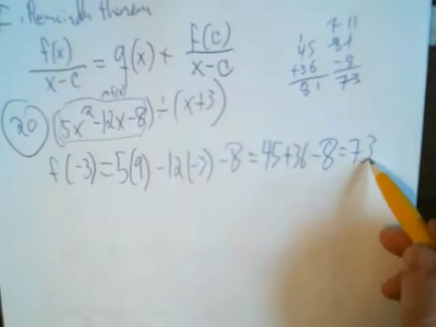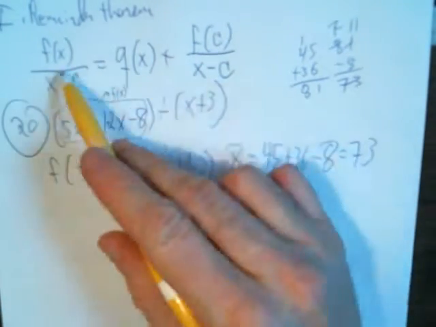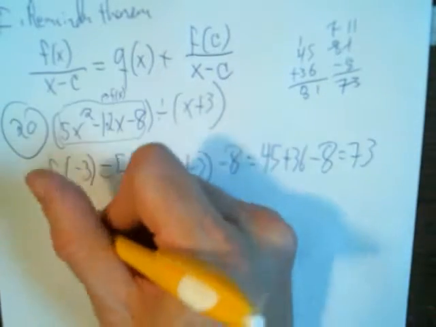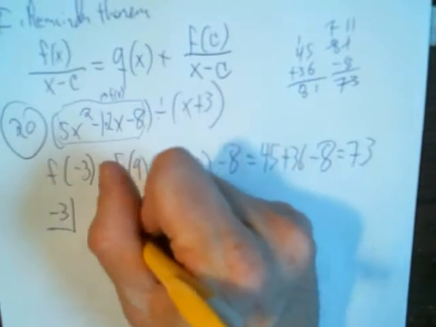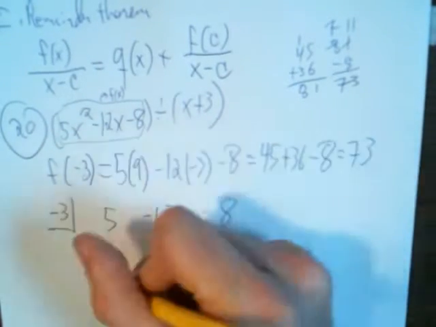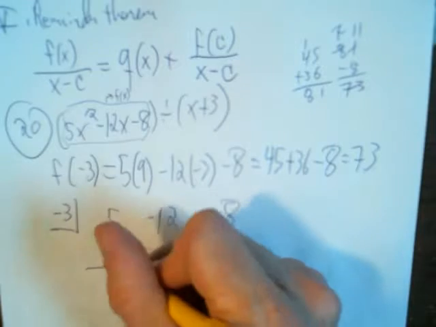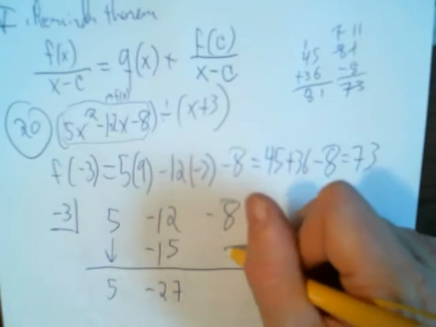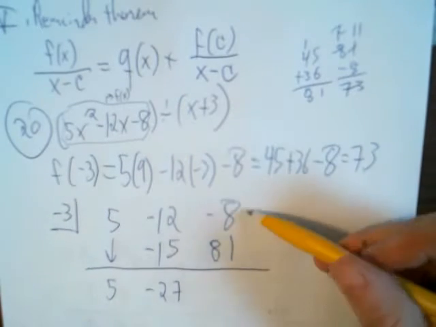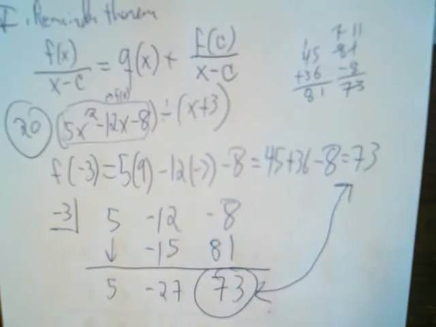Okay, so what? Well, this 73 is going to be the remainder that you get left over when you do this division. That's what this theorem is kind of saying. So let's take a look at that. If I have negative 3 as the divisor, and I take 5, negative 12, negative 8, and then do my division, what I'm going to get is 73 as the remainder. Okay, so drop the 5, get negative 15. So negative 27. This will be 81. And then 81 minus 8 is, again, 73. Okay? So pretty nifty stuff.